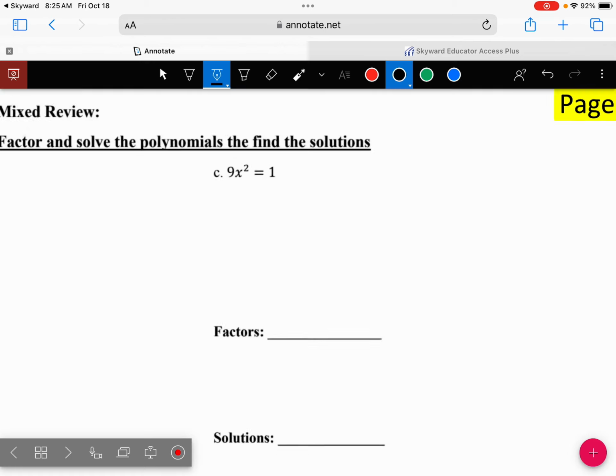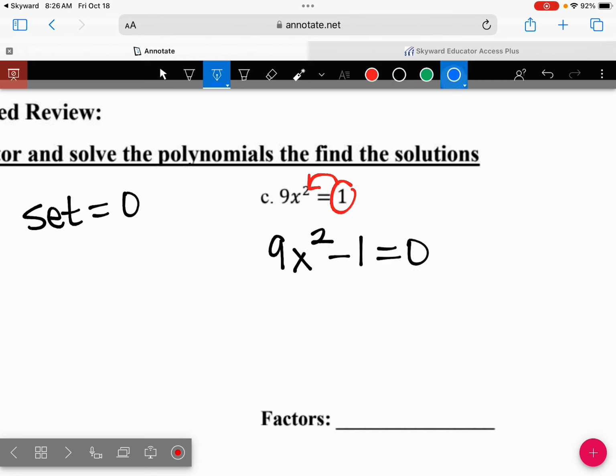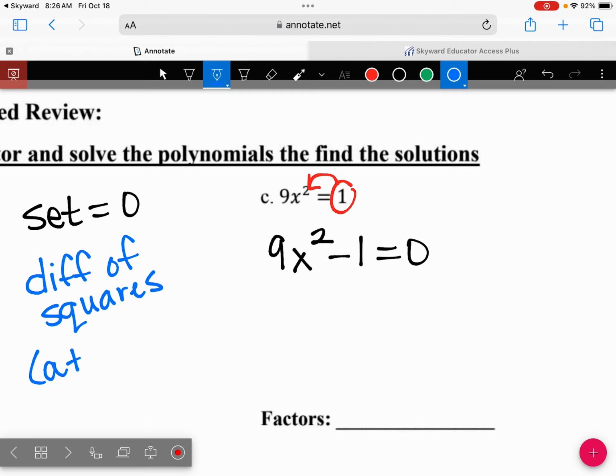So for question C, the first thing you want to do, you always start by setting it equal to 0. This does not equal 0, so I have to subtract that 1. When I subtract it, it becomes 9x squared minus 1 equals 0. And this is the difference of squares, just like we had in our Bell work. And remember, that factors down to a plus b and a minus b.